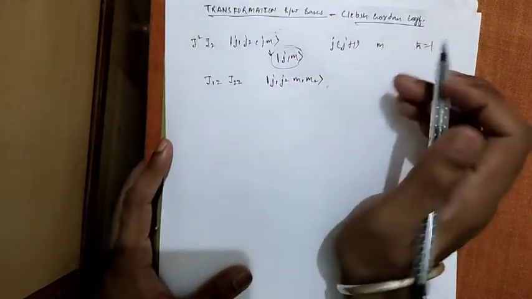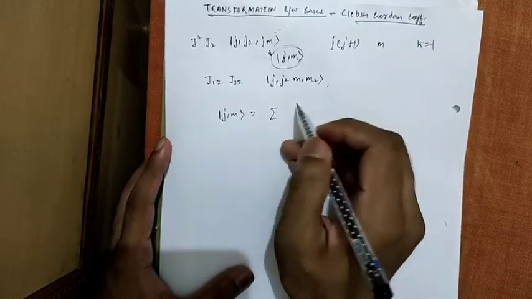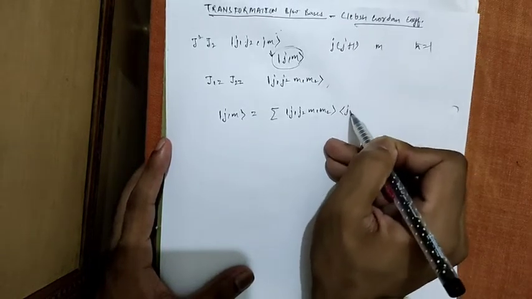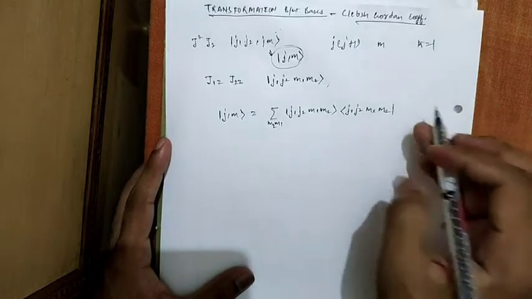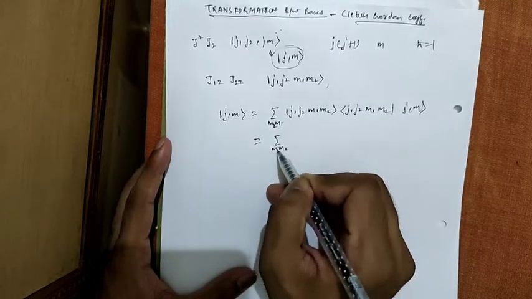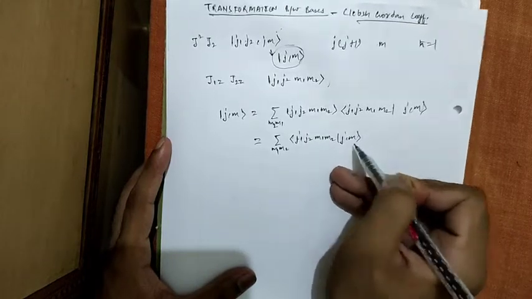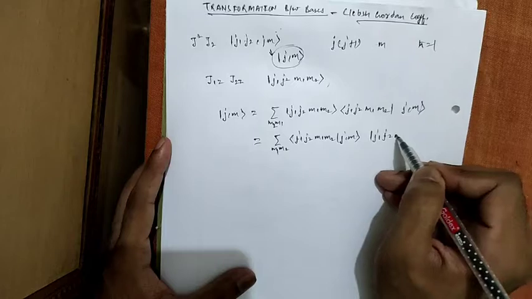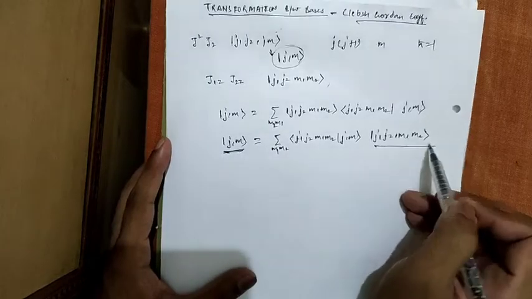To discover that transformation, let's say the state |JM> is equal to, by the completeness property of |J1, J2, M1, M2>, the summation over M1 and M2 of |J1, J2, M1, M2><J1, J2, M1, M2|JM>. Then, rearranging these kets, we end up with the transformation from |JM> to |J1, J2, M1, M2>, and this is the transformation.